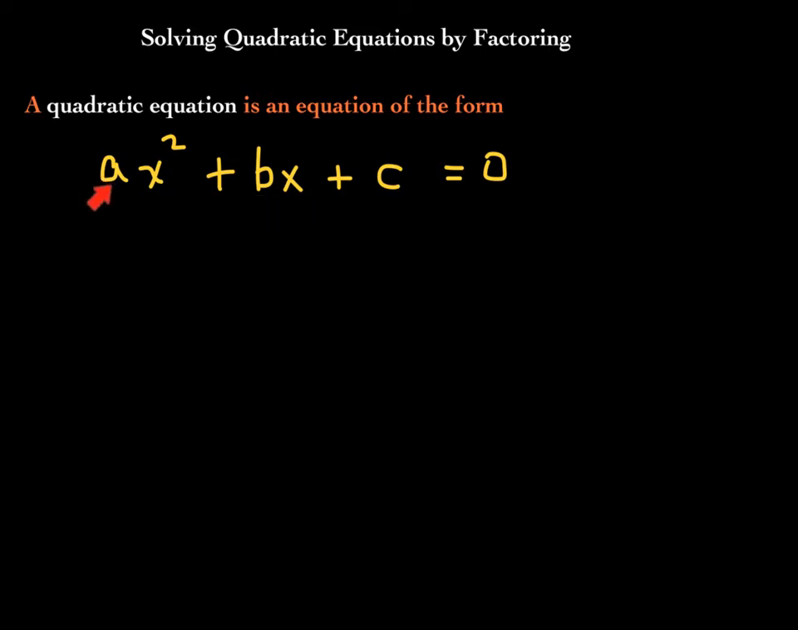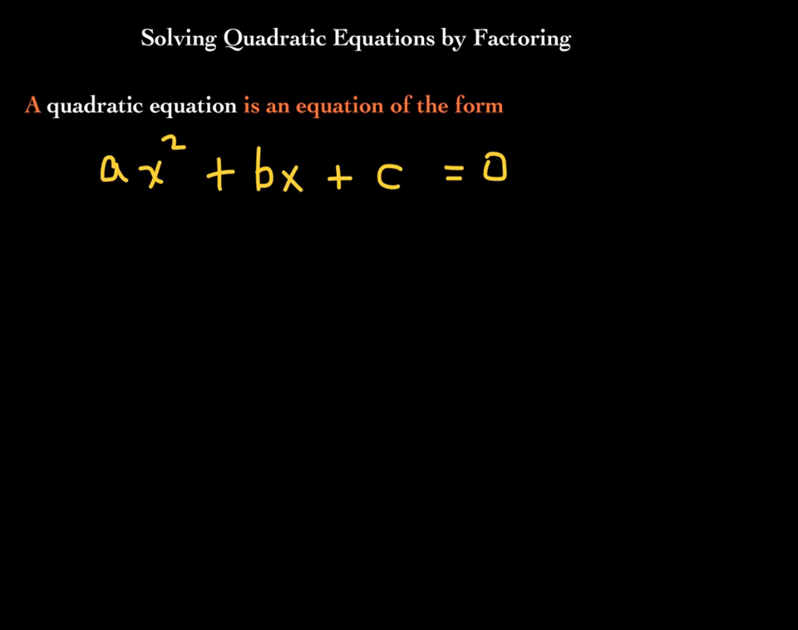Now a must not be 0, because if a is 0, then this whole first term would be 0, and you would no longer have a second degree term. You'll be left with a linear equation, a degree 1 equation. So let a, b, and c be any real number you want, but a must not be 0.